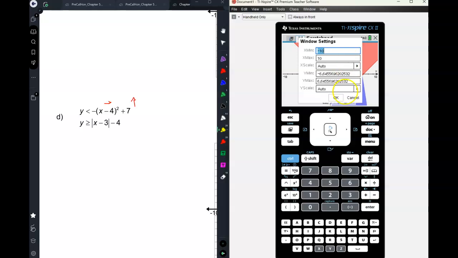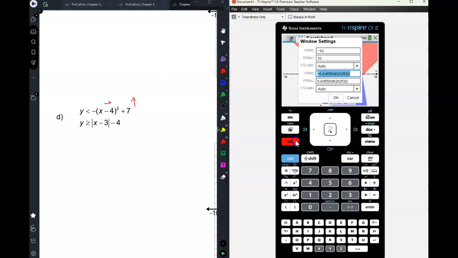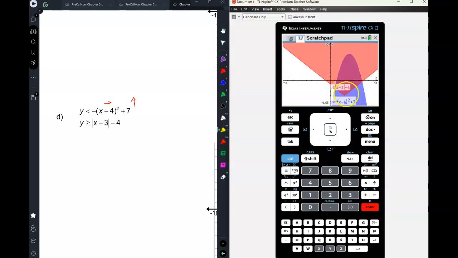And I want to see up higher, right? So my Y max, we're going to go to Y max. The easiest way to go to Y max is pressing tab a couple times. Y max. Why don't we make that a 10? Enter. Now you can see that. Okay? And again, you can change the location of these texts. All right?